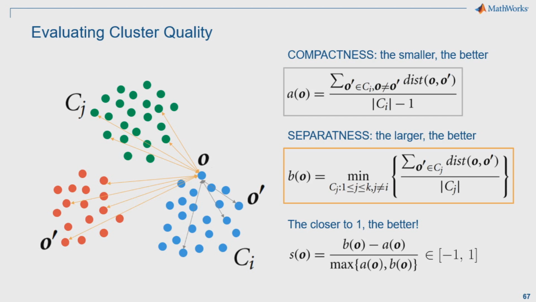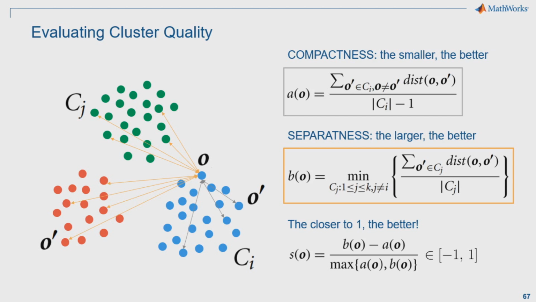Of course, the larger these distances, the larger would be the distance between the point O belonging to cluster Ci and the point O prime belonging to cluster Cj, the better would be the result that we achieved, because the larger the distance between 2 points belonging to different clusters, the more separate the two clusters are, and again this is a desirable feature that we want to address when we select our clustering algorithm.